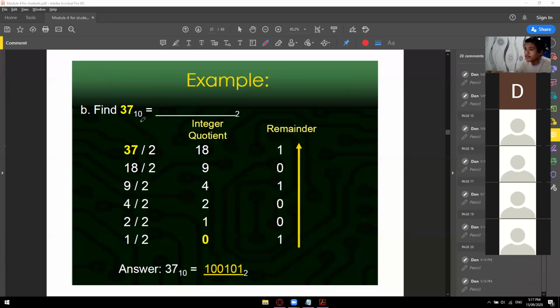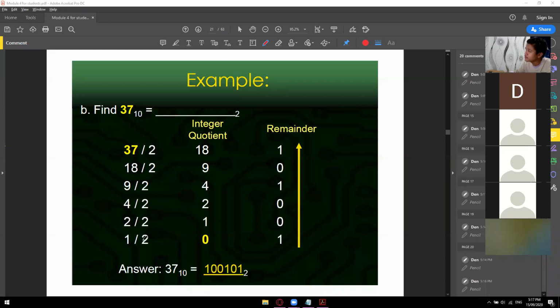Okay? So next one, find 37 base 10 to binary. Okay, so yung divisor natin is 2. Okay, and then sulat na kayo ng dalawang part. We have the integer quotient and then the remainder. So first is 37 divided by 2 is 18.5. So yung 0.5, multiply it by 2, then you'll get a remainder of 1. 18 divided by 2 is 9, remainder 0. 9 divided by 2 is 4.5. So 0.5 times 2, you'll get 1. 4 divided by 2 is 2, remainder 0. 2 divided by 2 is 1, remainder 0.